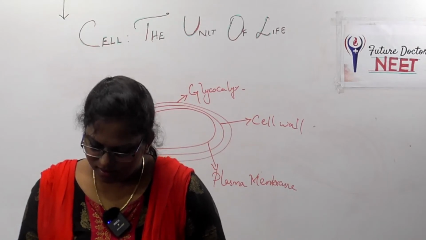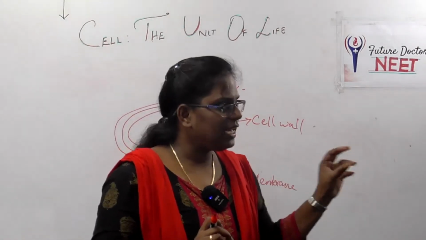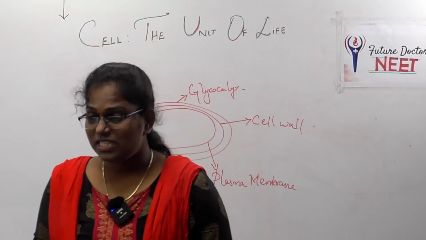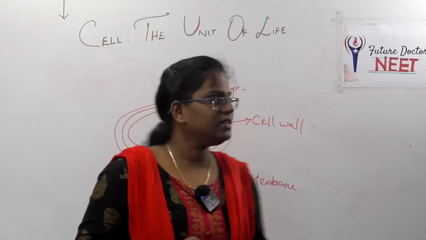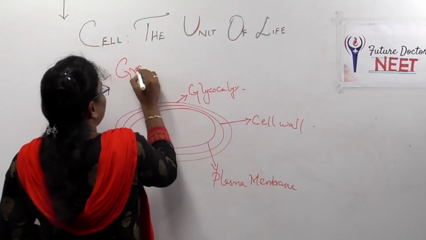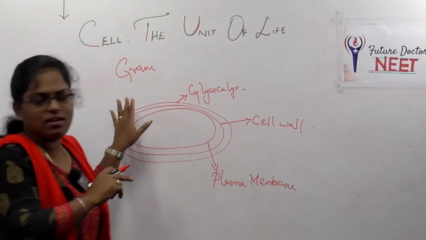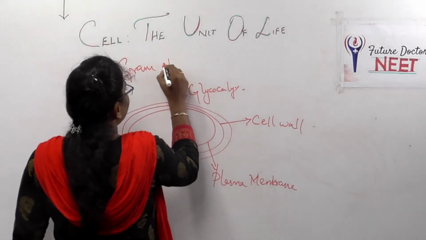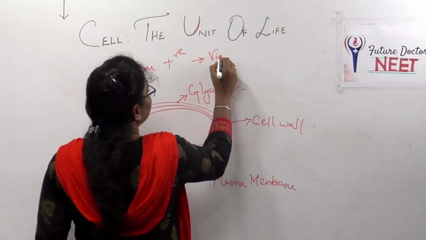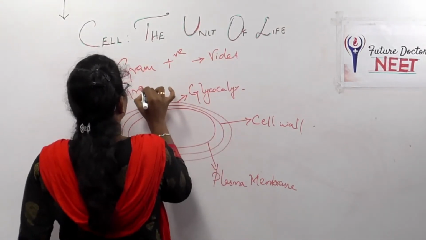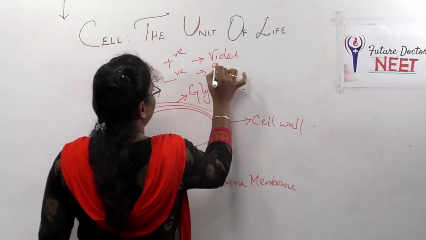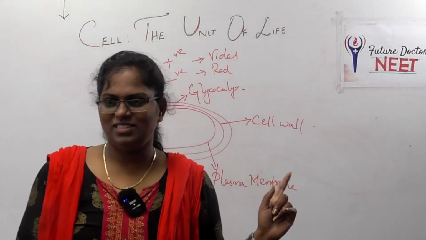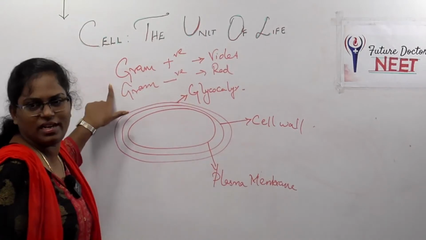Okay. Staining here means color. So Gram positive means which color? Gram positive is violet color. Gram is the name of the scientist, and he proposed whether it is Gram positive or Gram negative. If it is Gram positive, it is violet in color. If it is Gram negative, it is red in color. These differences are not given in your NCERT.